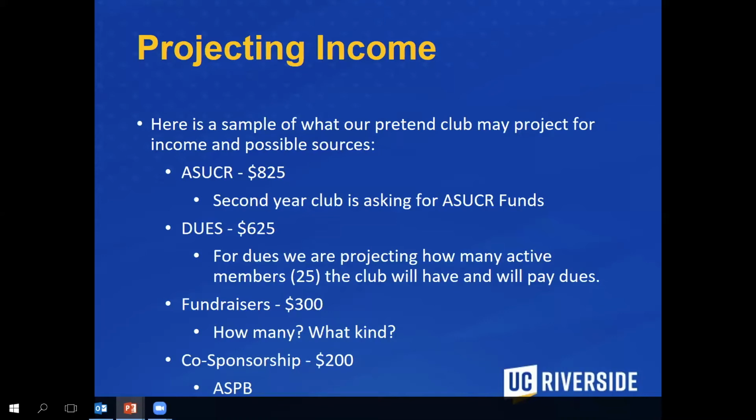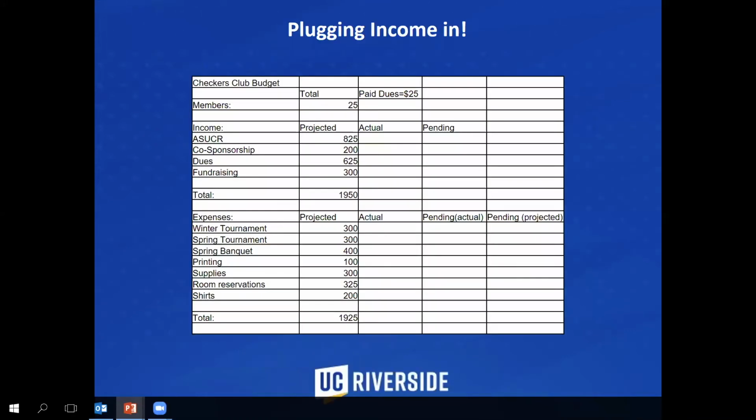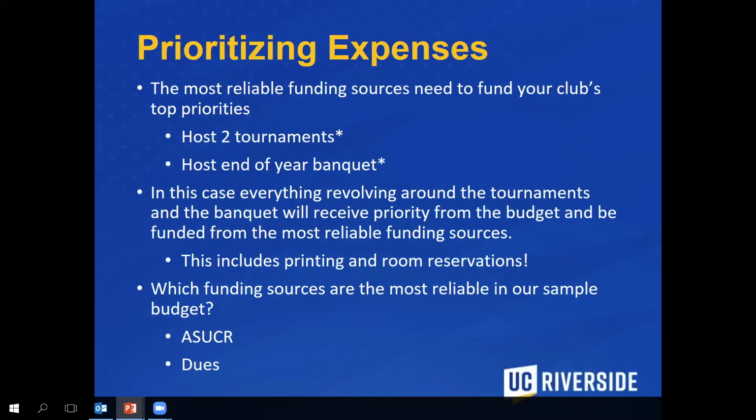And they also are looking at getting a co-sponsorship for $200 for shirts from ASPV. So we're going to go ahead and plug those numbers in, and they would go right here in the projected income section. And at the very bottom, it tells you the total of what projected income they're going to make. And it says $1,950.